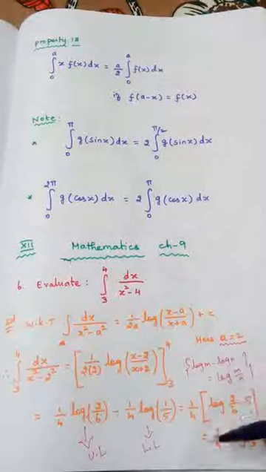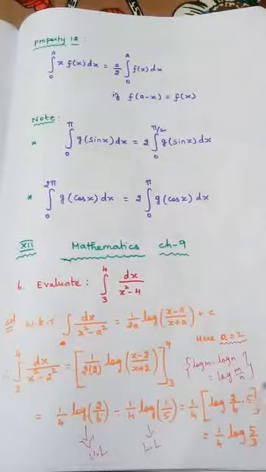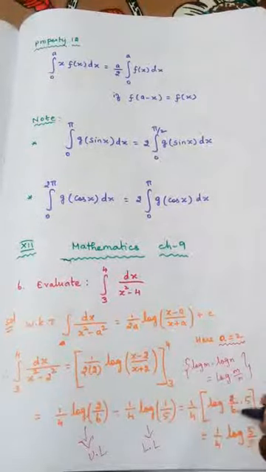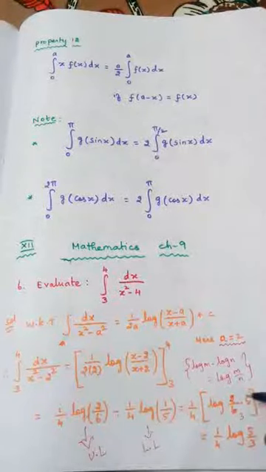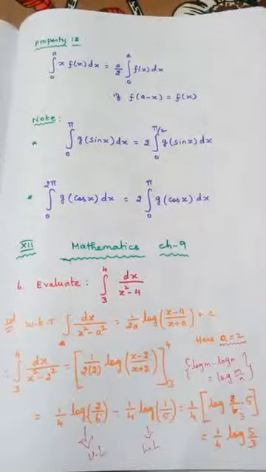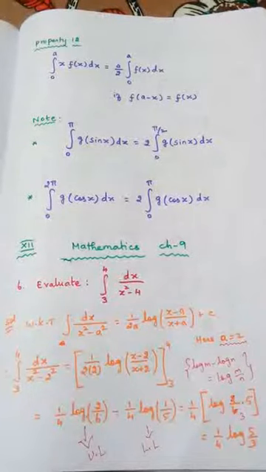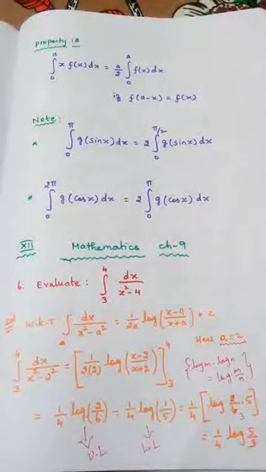So now the answer is 1 by 4 log, 2 5s are 10, or I can cancel this 2 and 6 becomes 3. So log 5 by 3. So 1 by 4 log 5 by 3 is the answer. Problem number 7.